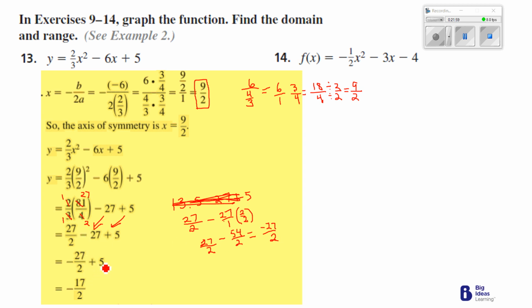27 over 2 plus 5. Now we're going to add 5. Remember, negative 27 over 2 can also be written as negative 13.5. But I think the way they're doing it, once again, let me stick to the way they're doing it so it's less confusing.